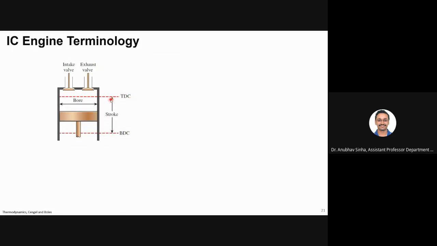It is restricted and cannot come out of this, so it moves only between these two locations. The top one is called top dead center, and this is called bottom dead center. The piston moves between these two, and this length is called stroke. Another dimension is bore. The diameter of the cylinder is called bore.